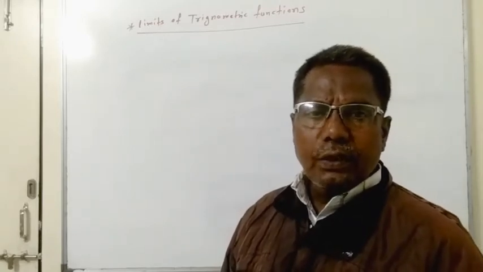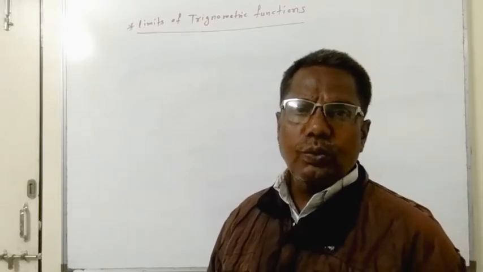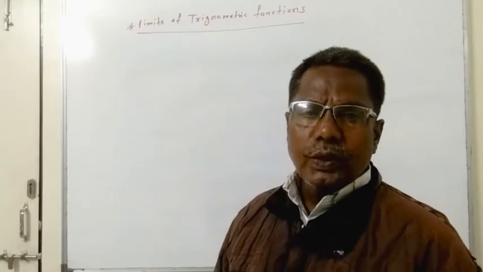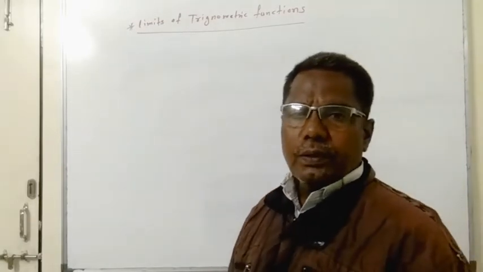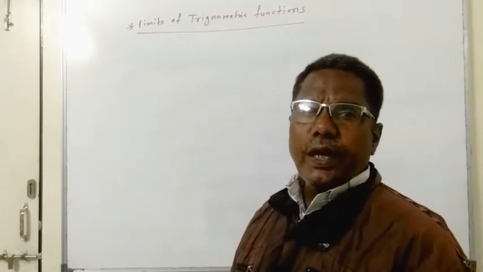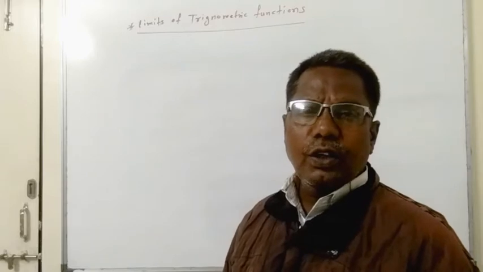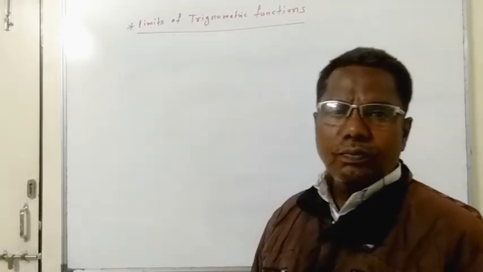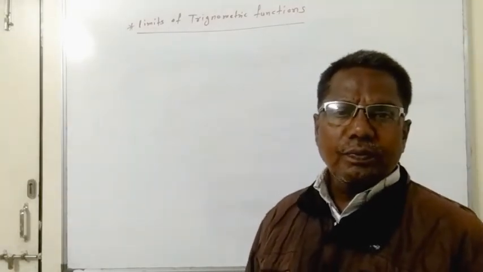Now the third method, factorization. In this method also, the example takes the indeterminate form 0 upon 0. Here we factorize the numerator and denominator, and we know that as x tends to a, x minus a tends to 0. So there is a common factor in the numerator and denominator, x minus a. That factor will cancel, and then again we use the direct method and evaluate the limit.